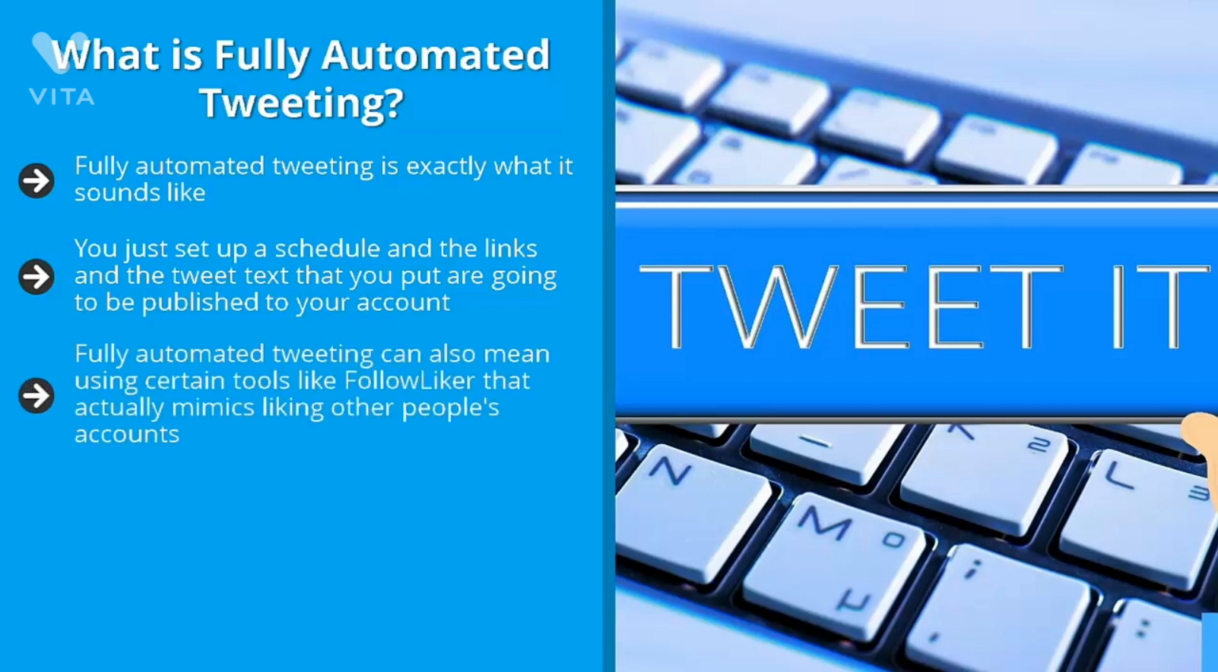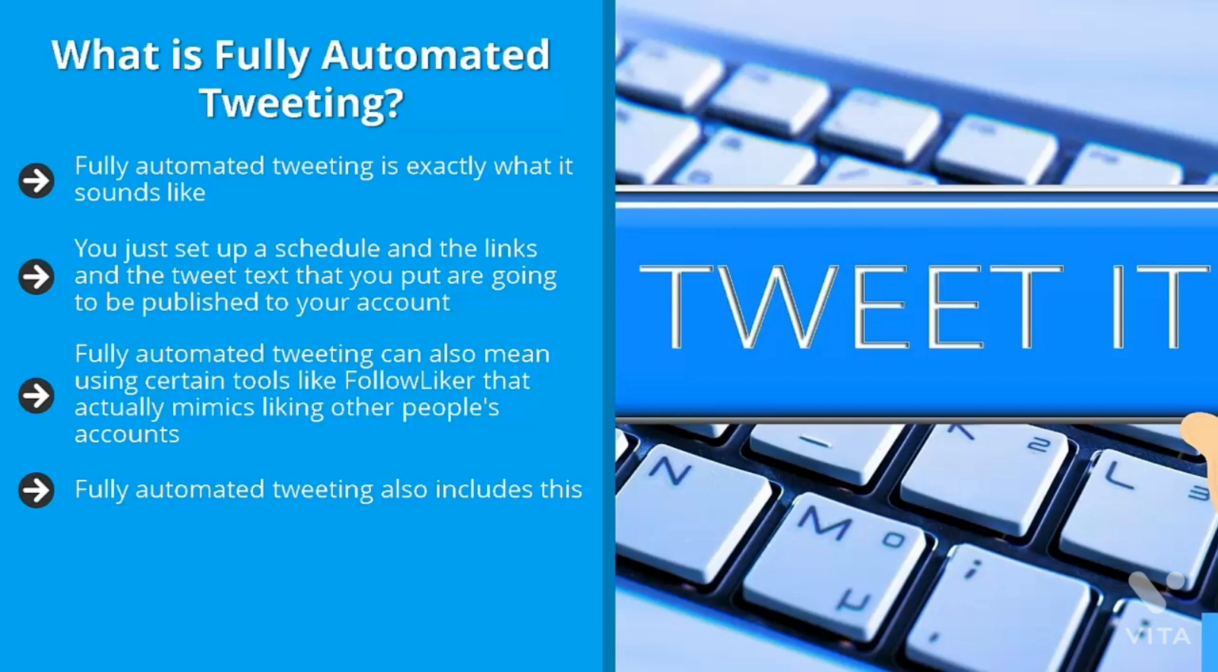Fully automated tweeting can also mean using certain tools like Follow Liker that actually mimics liking other people's accounts. Usually, when people have their posts liked, they feel good. It feels good to feel like you matter. It feels good to be appreciated. A certain percentage of these would actually click the account of the person liking and see what their page is like. If they like what they see, they end up following. Fully automated tweeting also includes this. You basically automate publishing, but you also automate engagement.